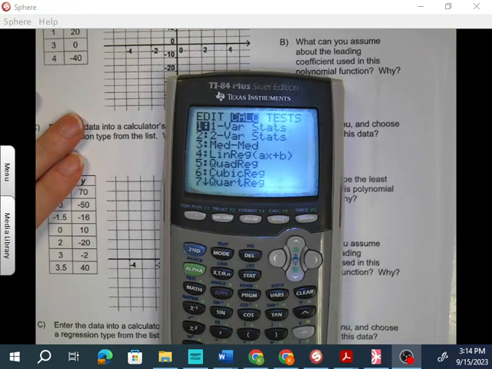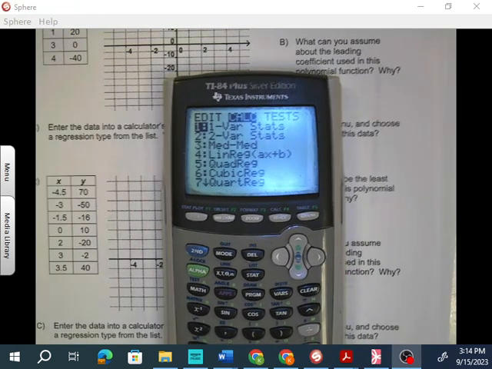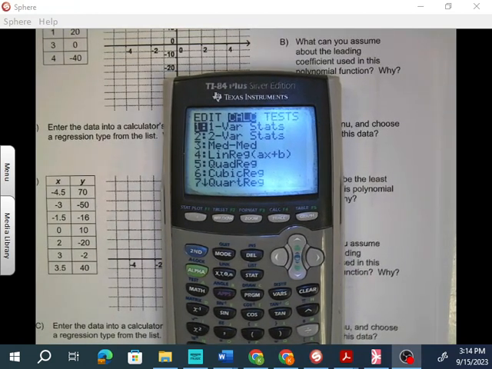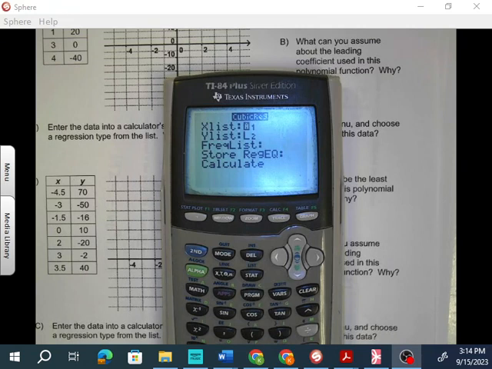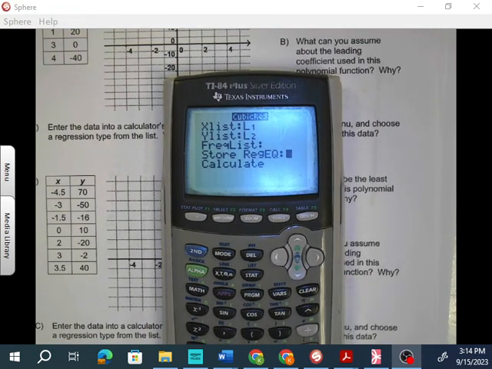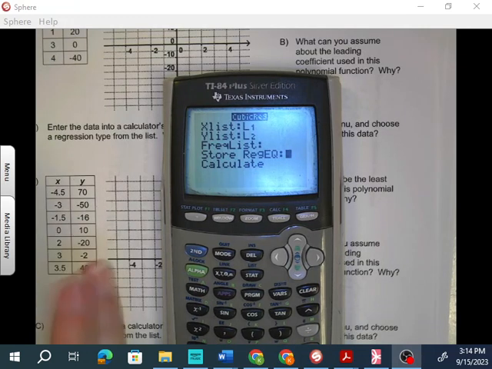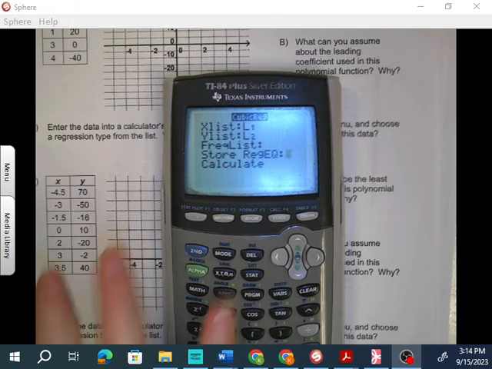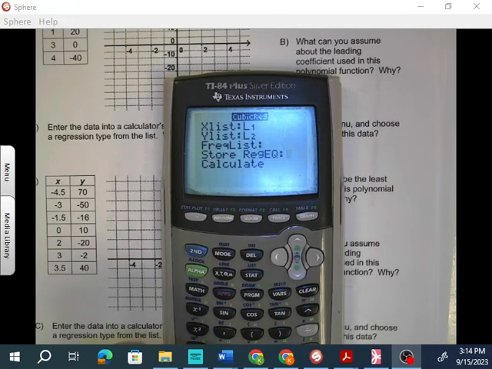If I have a degree of 3, which one is it? Cubic. All right, so I'm going to hit 6. If you look on the 4th line down, it says store reg EQ. That means store regression equation. I can tell my calculator to store this for me, and I want it to store it as y equals. The reason is that I want it to graph this function, and I don't want to have to retype it.